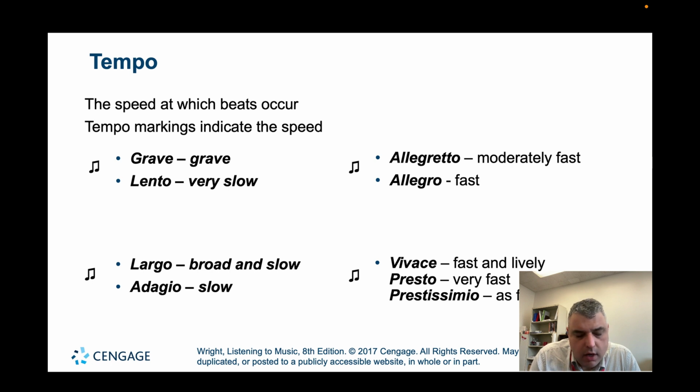Tempo. Another term that we want to know is tempo. And tempo is the rate of speed of a piece of music, okay? Or the speed in which the beats occur in a piece of music. Now, many of these tempo markings we're going to see are in Italian. So we'll come across terms like allegro, which means fast, presto means very fast, and adagio means slow. Let's listen to a couple of these examples and then try and listen for the difference in the tempos.